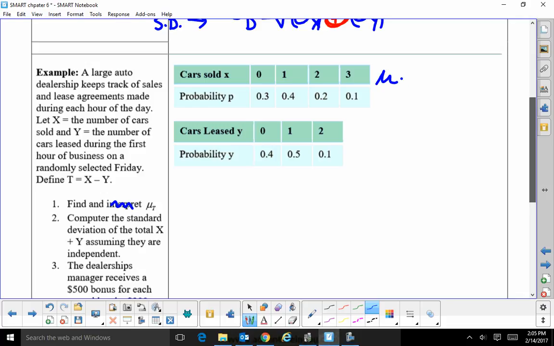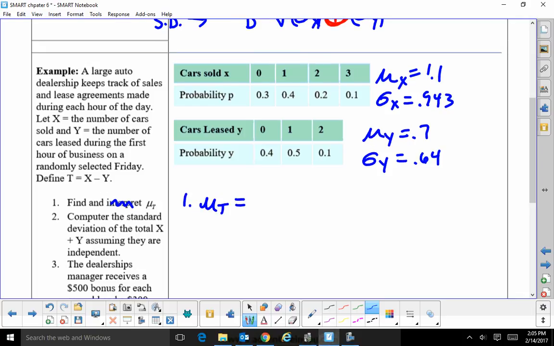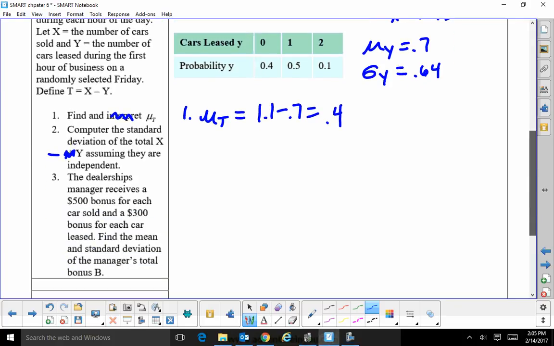Same thing. So now mu sub T is 1.1 minus 0.7, which is 0.4. That is supposed to say minus, I had it here to fix that too. Okay. And we're just going to do that one now, and then we can do some of the good ones.